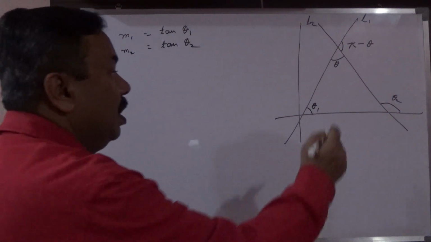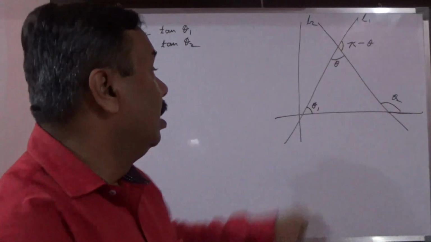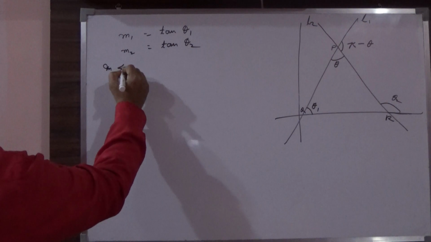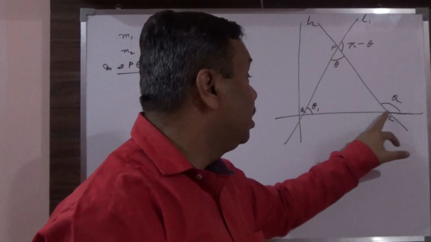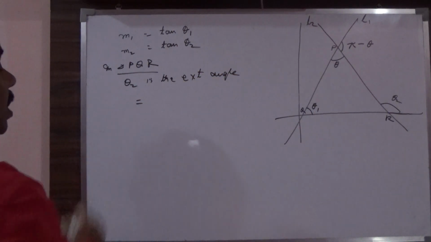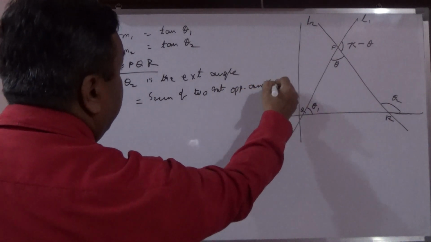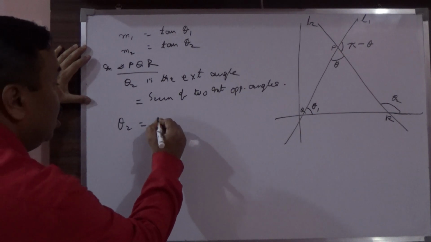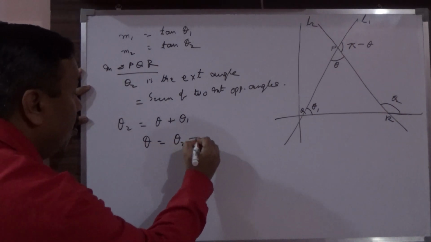But you see, there is one more thing. If you remember what you have studied in your previous classes, in this triangle, if this is the point P, this is Q and this is R, in triangle PQR, this theta 2 is the exterior angle on the extended side. So theta 2 is the exterior angle and this will be equal to the sum of the two interior opposite angles. You have been studying it from class 7th, 8th, 9th and 10th. So theta 2 will be equal to theta plus theta 1, or I can write theta as theta 2 minus theta 1.